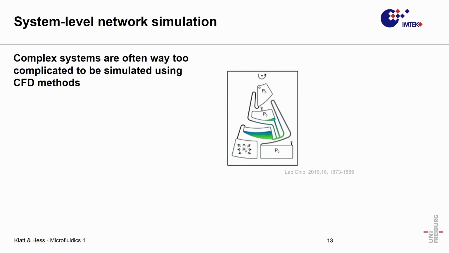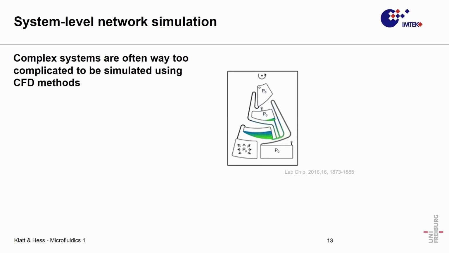So if you would like to model this with CFD, you would have to construct a very complicated mesh. You have areas where you have quite large volumes, then you have very narrow channels. This means it's a lot of computational effort. Then you have free surfaces, meaning that you have gas and water, and you would need to model this as well. So this is highly complex. And the complexity can be reduced if you refer to system-level network simulations.